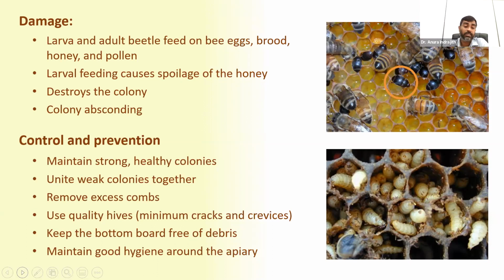Sometimes during the dearth period, the colonies become very lethargic and very weak. In such a case, we can unite these two colonies and make a single one. There are specific ways that we can merge colonies. Then the colony becomes strong, and a strong colony is normally not attacked by any pest.